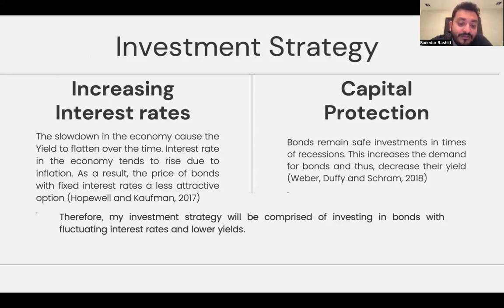As a result, the prices of bonds with fixed interest rates become less attractive options. On the other hand, bonds remain a safe investment in times of recession. So they increase the demand for bonds and thus decrease their yield. Considering these two factors, my investment strategy will be comprised of investing in bonds with fluctuating interest rates and lower yields.